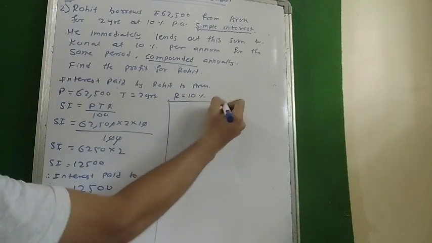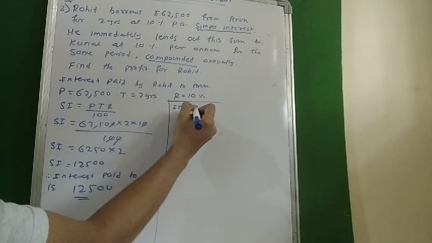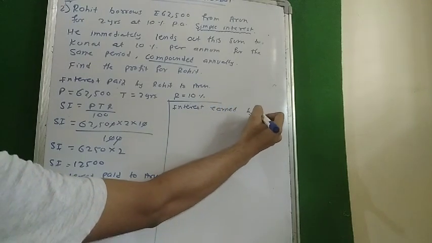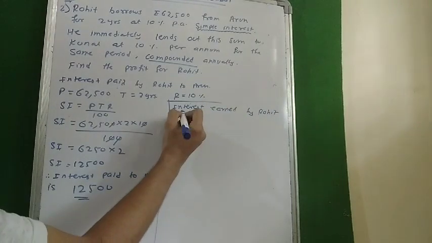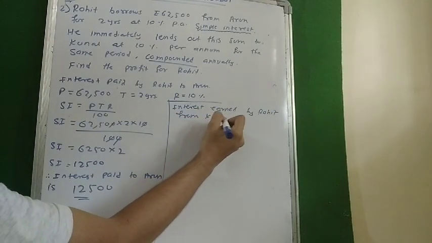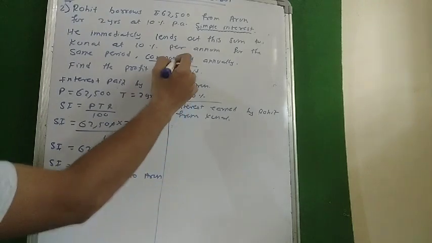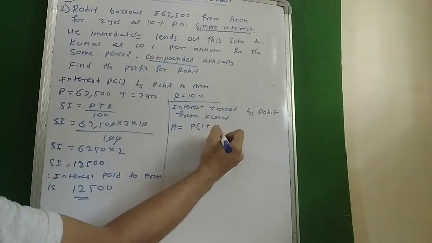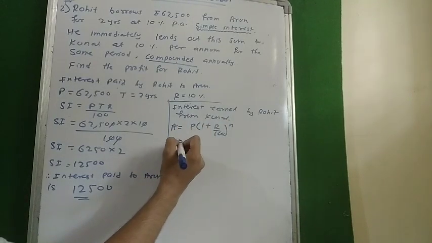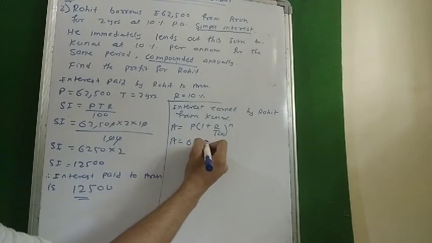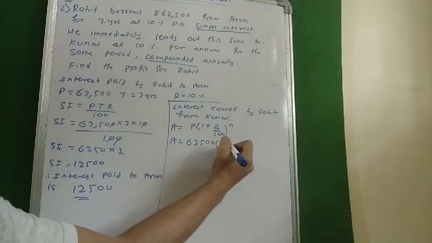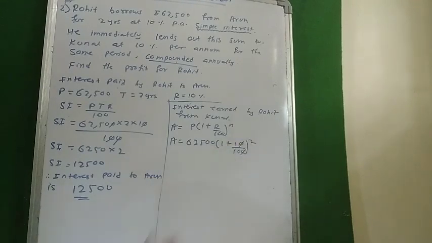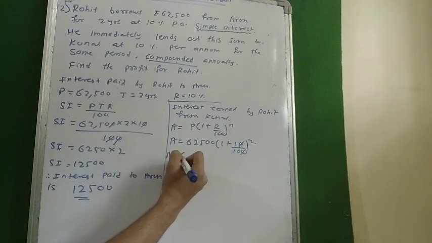Therefore, interest earned by Rohit from Kunal. So as it is compound interest, I'll use this formula, P into 1 plus R upon 100 raised to N, where amount is equal to principal is 62,500, 1 plus rate is 10 upon 100, raised to the number of years, which is 2. This 0 gets cancelled.